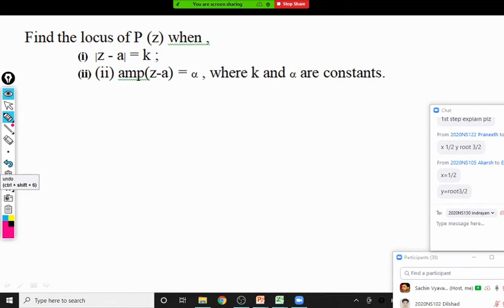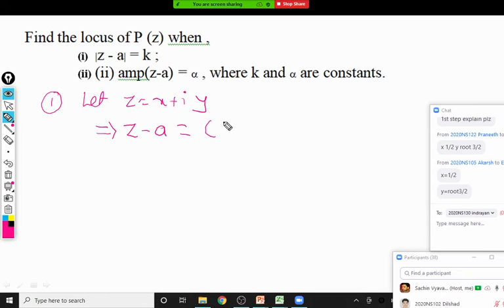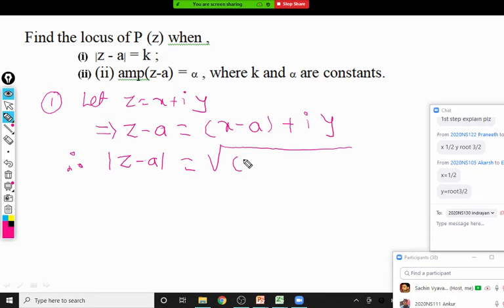For the solution of the first, we start with the same. Let z is x plus iy. So what is z minus a then? Obviously a is a scalar, that is, a real number only. So this is x minus a plus iy. Therefore, mod of z minus a, what is the magnitude here? Square root of x minus a whole square plus y square.